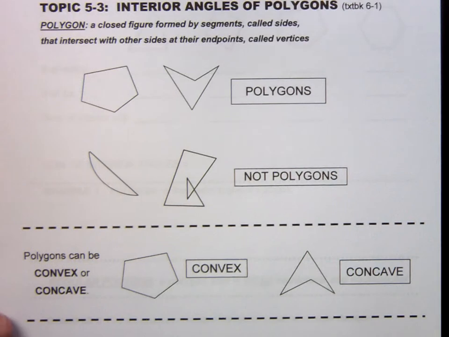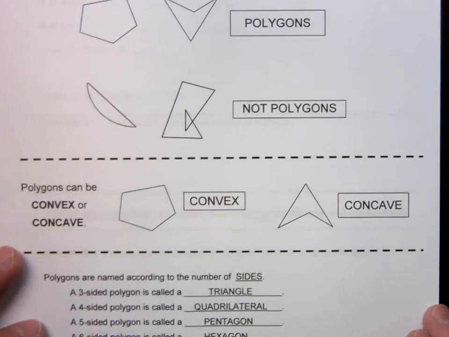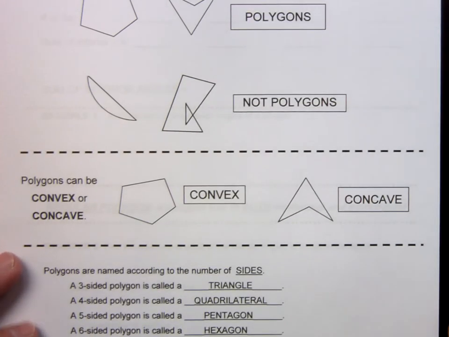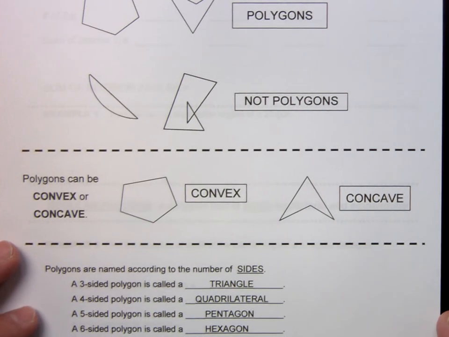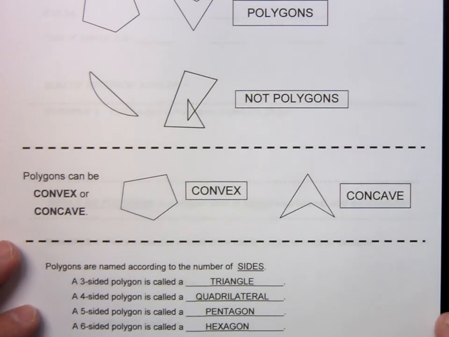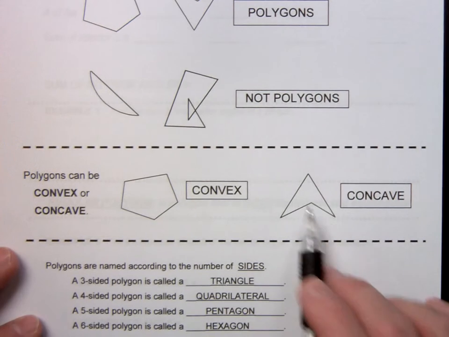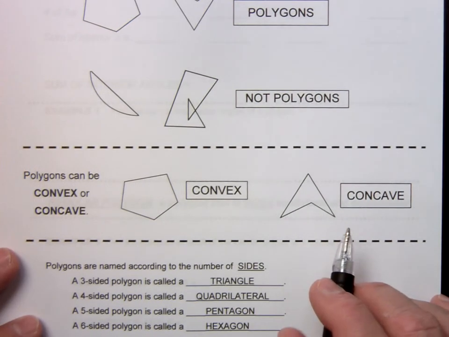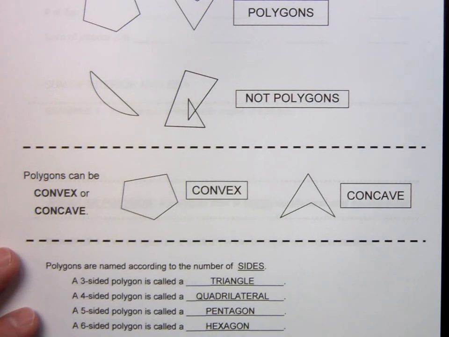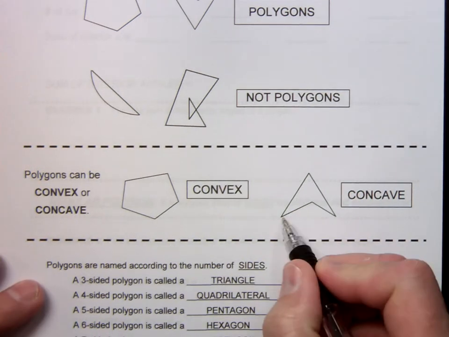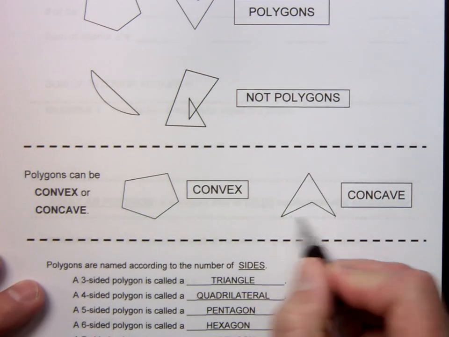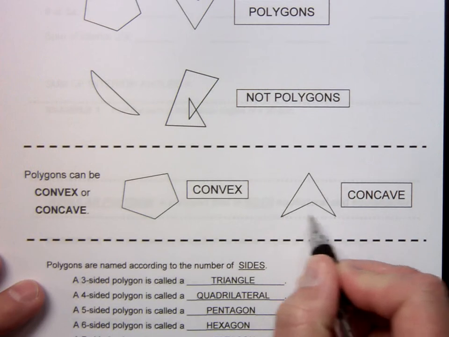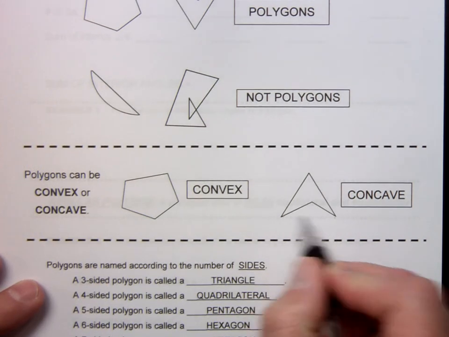Now there are two different types of polygons, convex and concave. Most of the polygons we'll deal with will be convex polygons, but concave polygons do exist. You can test to see if something is a concave polygon by drawing a line segment from a vertex to a vertex, and if any of those line segments go on the outside of the figure, then it's concave. For example, I could connect this point and this point, and that line segment would go on the outside of the figure, meaning this is concave.